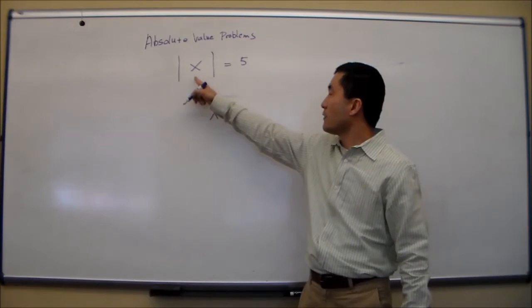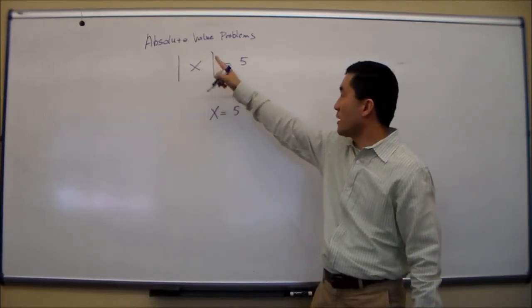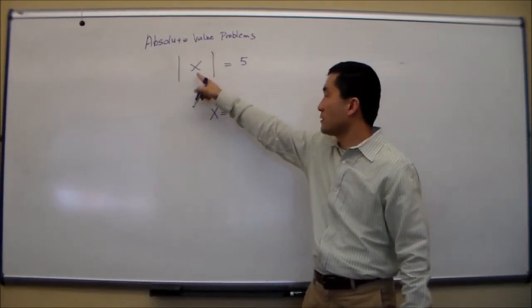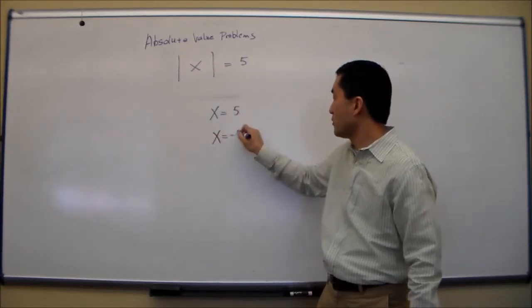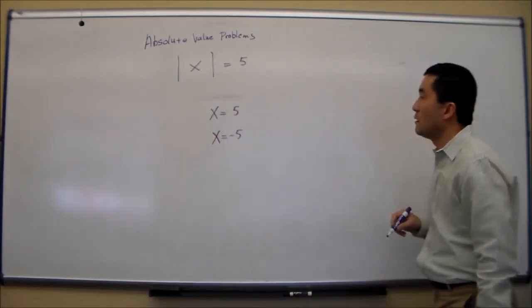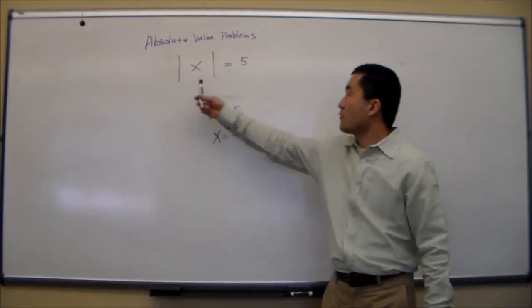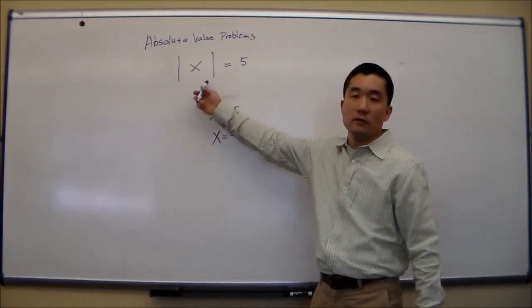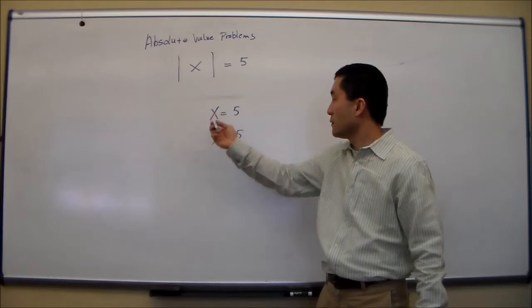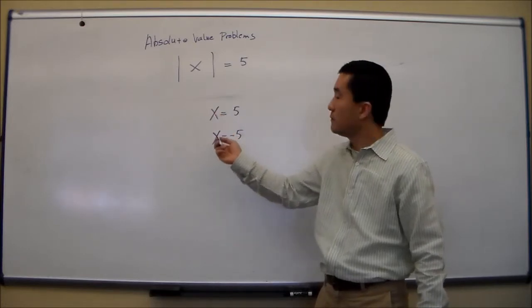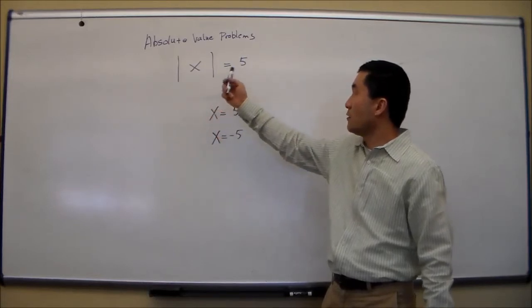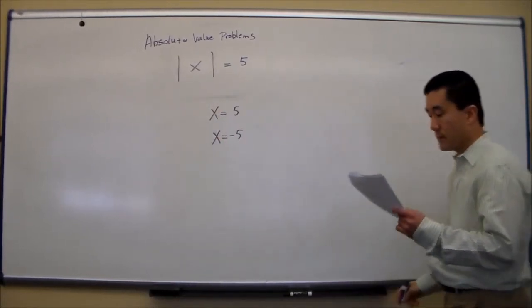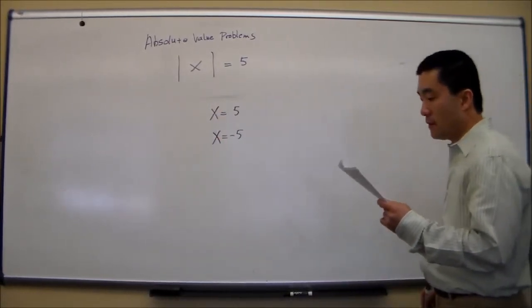Well, if I plug in negative 5, what absolute value bars do is convert it to a positive number. So when x is negative 5, that also works. So as you can see, absolute value problems have 2 distinct solutions. So we're going to use this fact in order to solve absolute value equations. Okay.